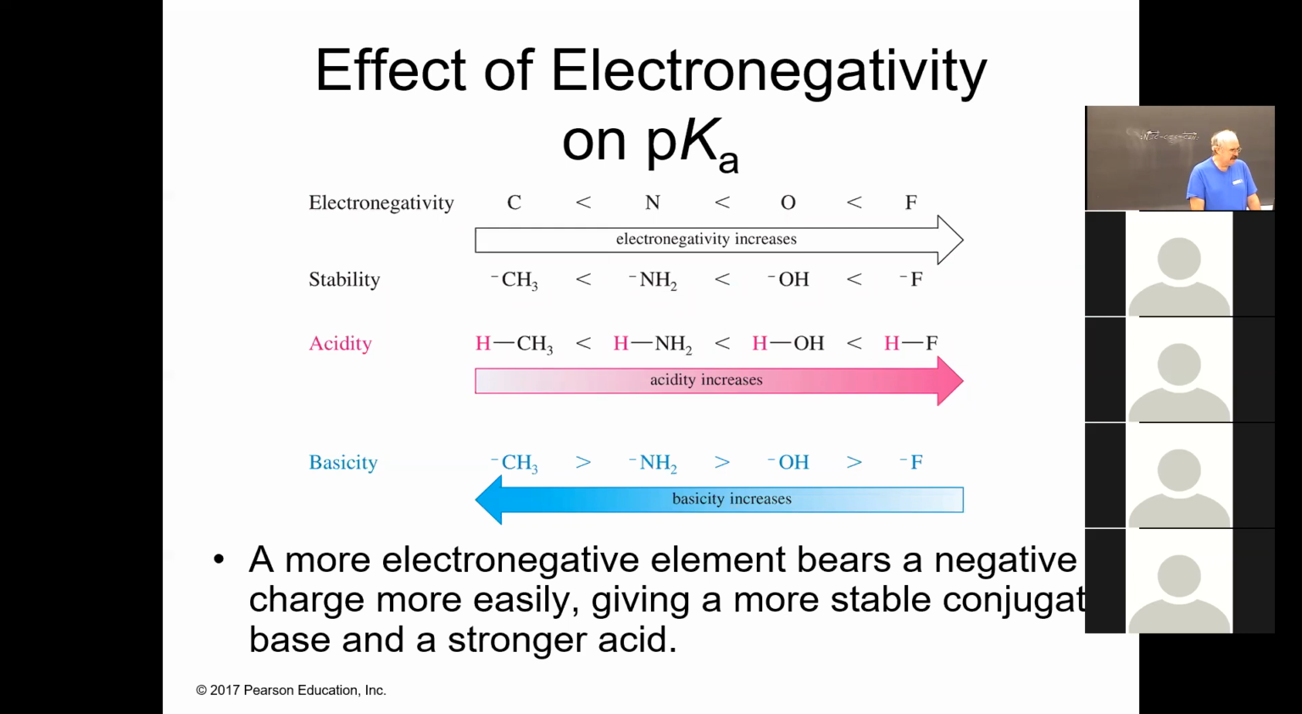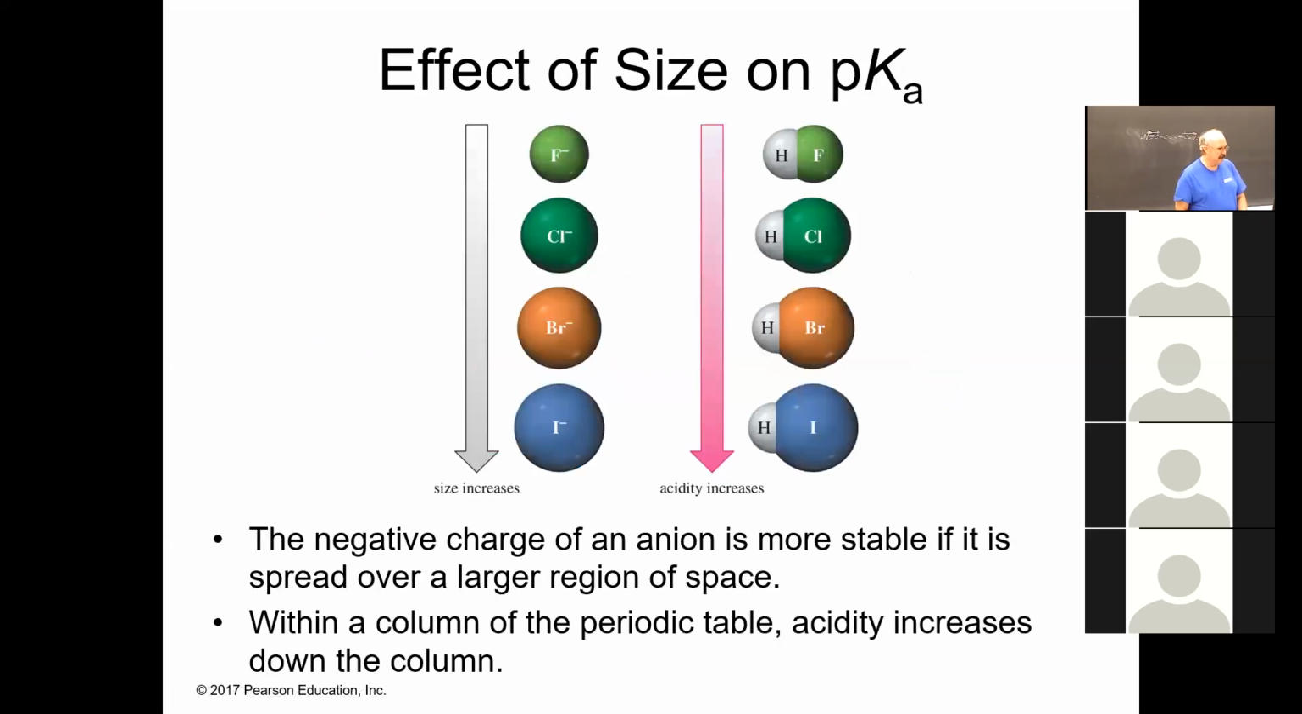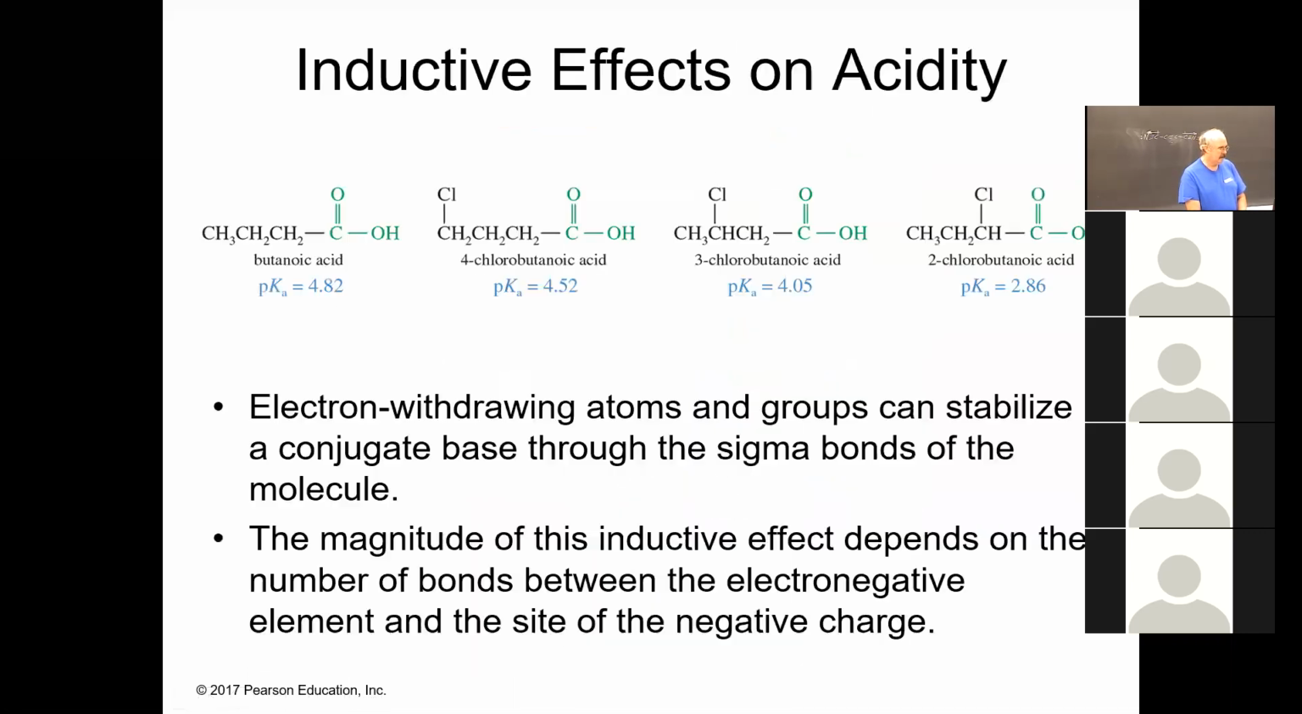Okay, these are some of the effects on pKa. One of them is electronegativity. As we go across a row, considering neutral species, acidity goes up. As we go down a column, for example the hydrogen halides, acidity goes up. Inductive effects: if we have nearby electronegative atoms such as chlorine, they will increase its acidity.